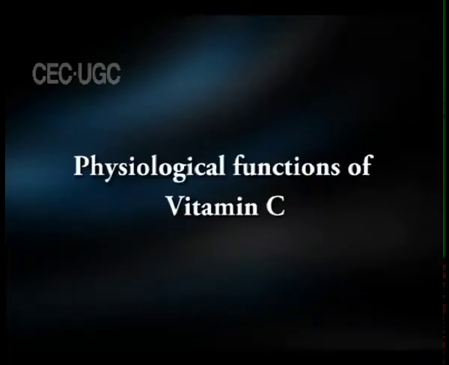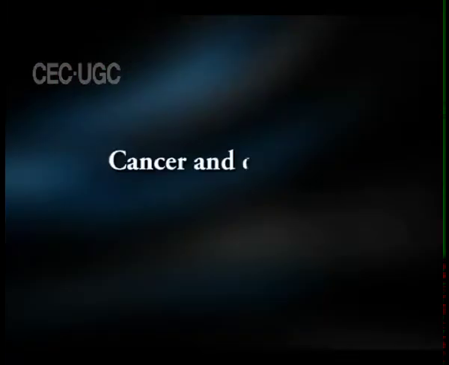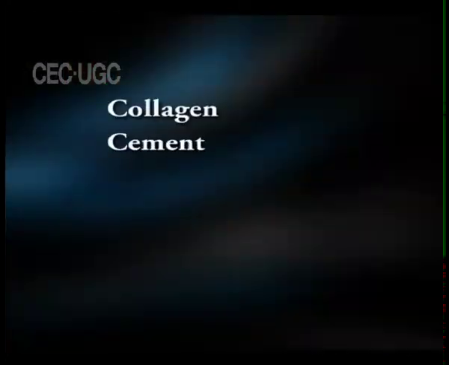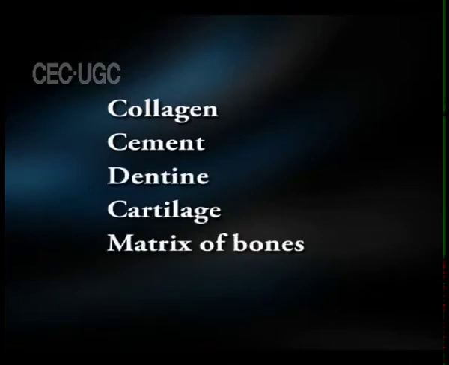Physiological functions of vitamin C. Number 1. As an antioxidant, vitamin C functions as a part of the oxidation reduction system and acts in the living cell as a hydrogen transporter, thus reduces the risk of cancer and coronary heart disease. Number 2. It also helps in the secretion of collagen, cement, dentin, cartilage, and matrix of bones. Number 3. It helps the body to build resistance against infection from bacteria and the toxic products by such infections.